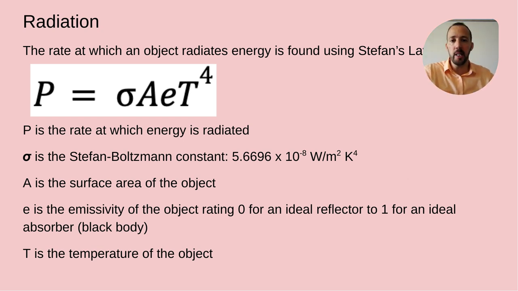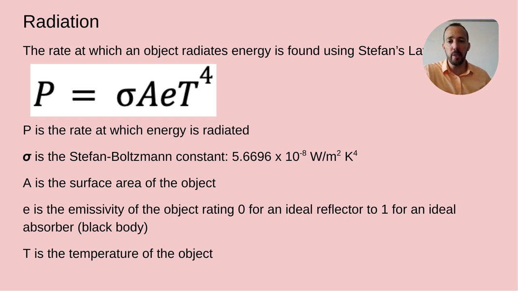And in radiation, we have an equation for the amount of energy that an object can radiate. And the amount of energy, again, we're talking power because we're talking about rate of energy being dissipated or absorbed from a particular object. So P is the rate at which energy is radiated from a particular object. Then we have this funny little letter, sigma, which is the Stefan-Boltzmann constant, given there as 5.6696 times 10 to the negative eighth watts per meter squared Kelvin to the fourth power.